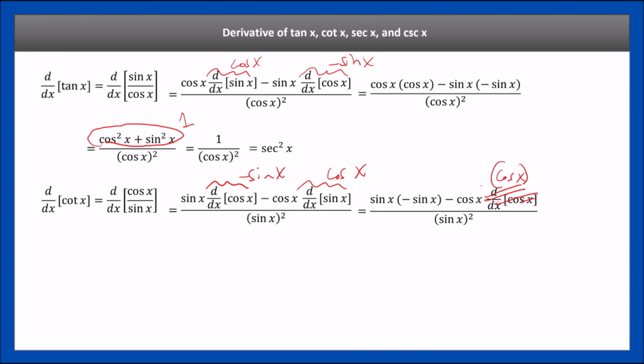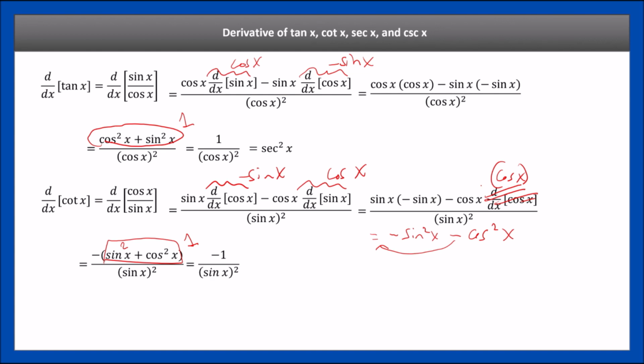This times cosine. All right, so in that case, this is going to turn into negative sine squared x on the top minus cosine squared x. And then I can pull out the negative. So if I do that, I get this. I pull out the negative there. And we know that this should be squared right here. We know that this is a Pythagorean identity, so that becomes 1. So it becomes negative 1, right? Because of the negative on the outside. So negative 1 over sine x squared.